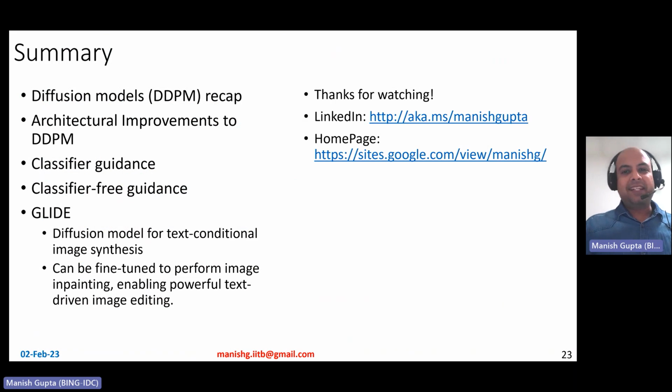So in summary, let me summarize this video. In this video, I did a recap of DDPM, which was quite mathematical, I do understand. I also talked about architectural improvements to DDPM. Then we talked about classifier guidance, classifier-free guidance, CLIP guidance, and lastly, I talked about GLIDE. So what is GLIDE? GLIDE is a diffusion model for text-conditional image synthesis, and it can be fine-tuned to perform interesting tasks like image inpainting, which enables powerful text-driven image editing.